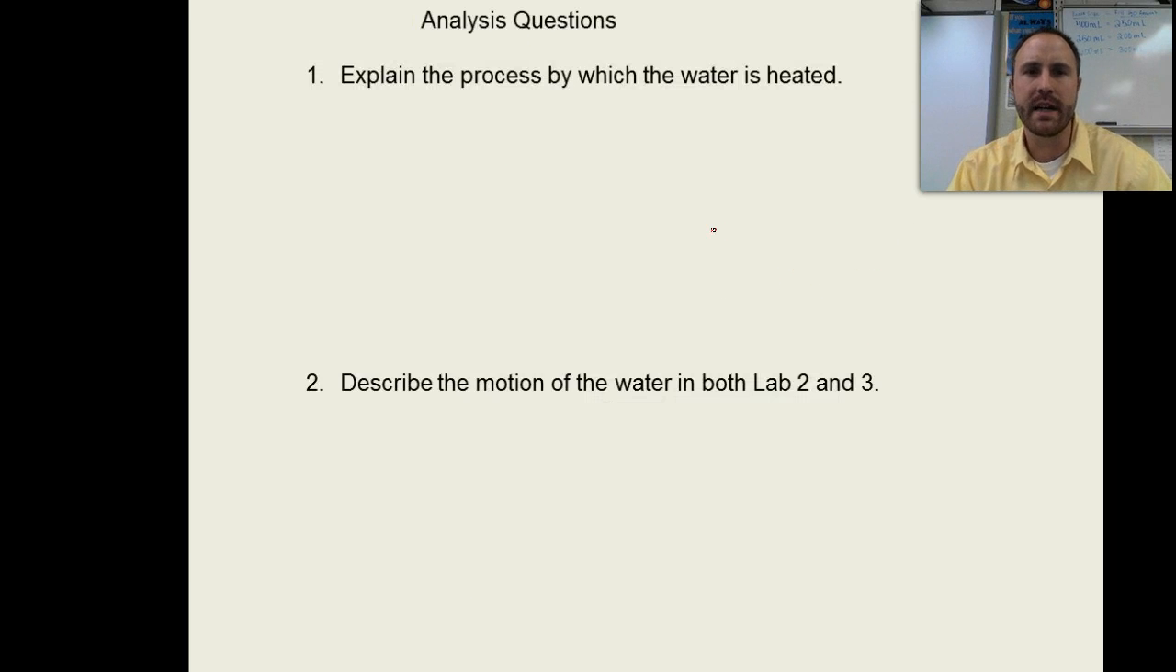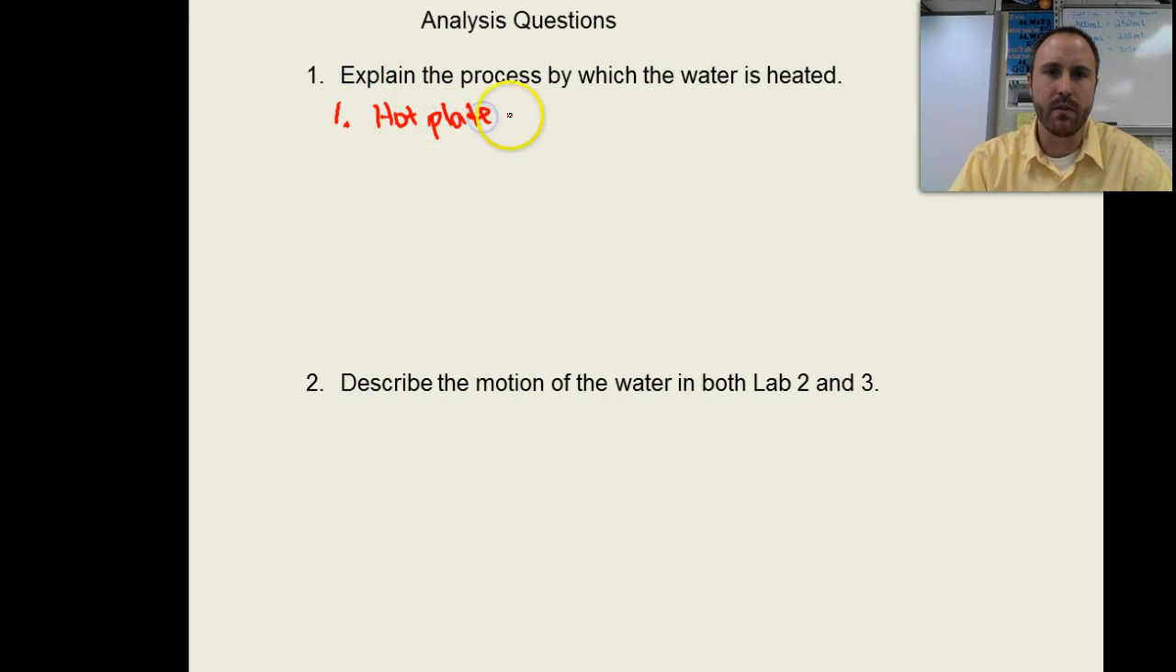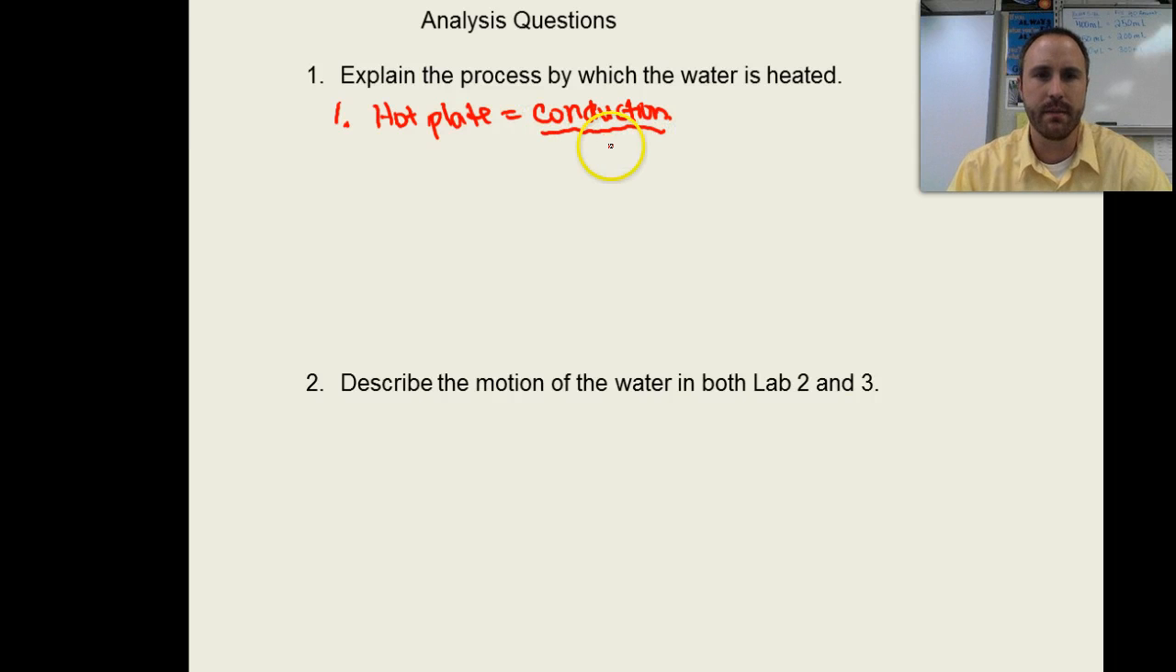All right, then what you were asked to do was to answer a few questions. The first one said, explain the process by which the water is heated. So the water is heated, obviously, to start with. It is heated by something that is called a hot plate. And that hot plate was a form of conduction. Okay, so the first answer should have been a hot plate and explain the process. The process was known as conduction.